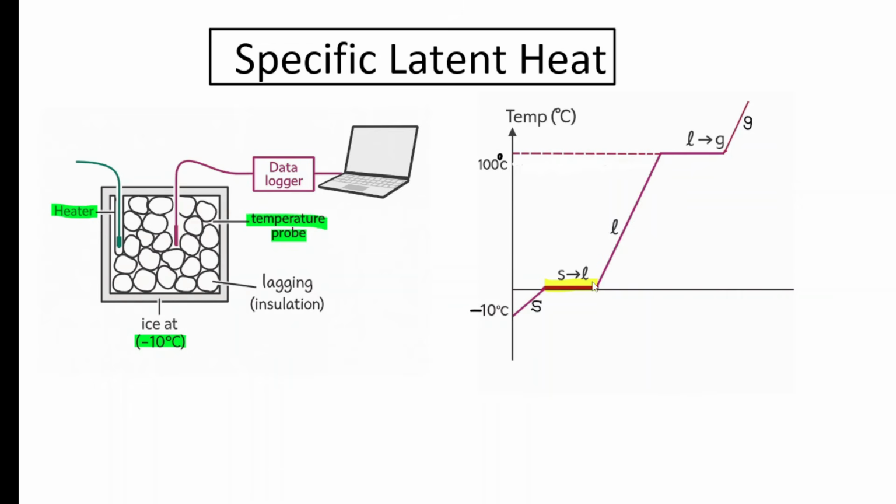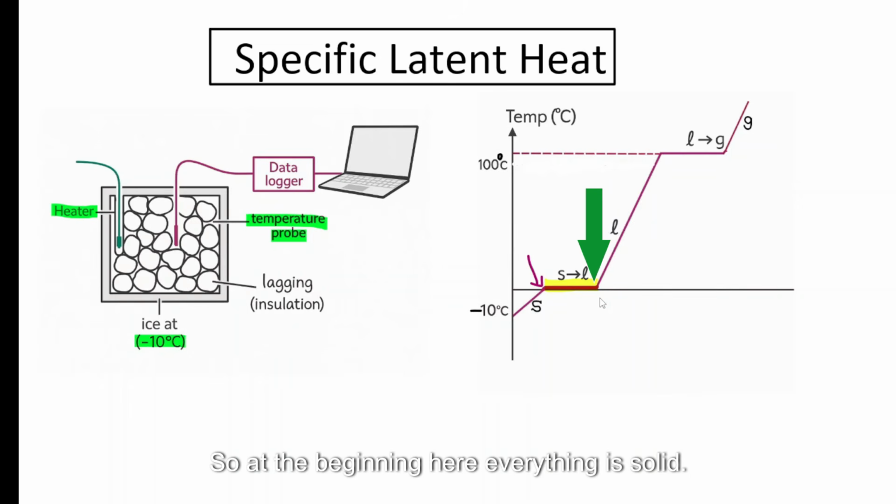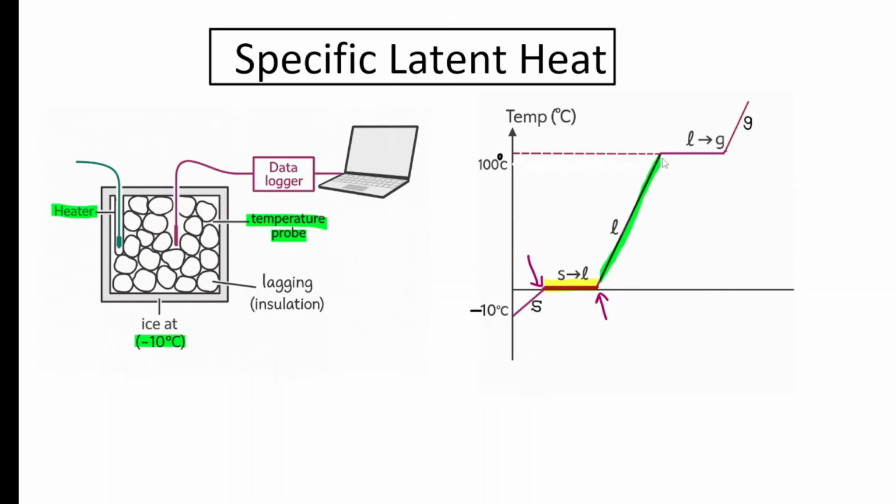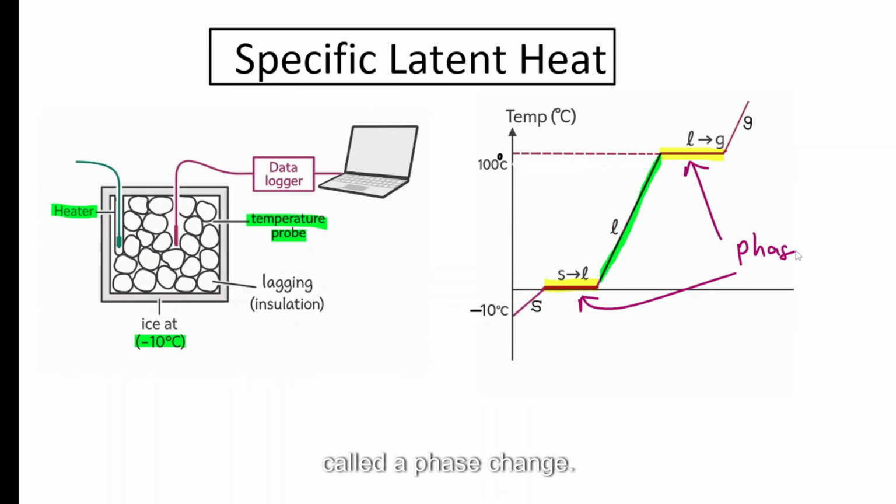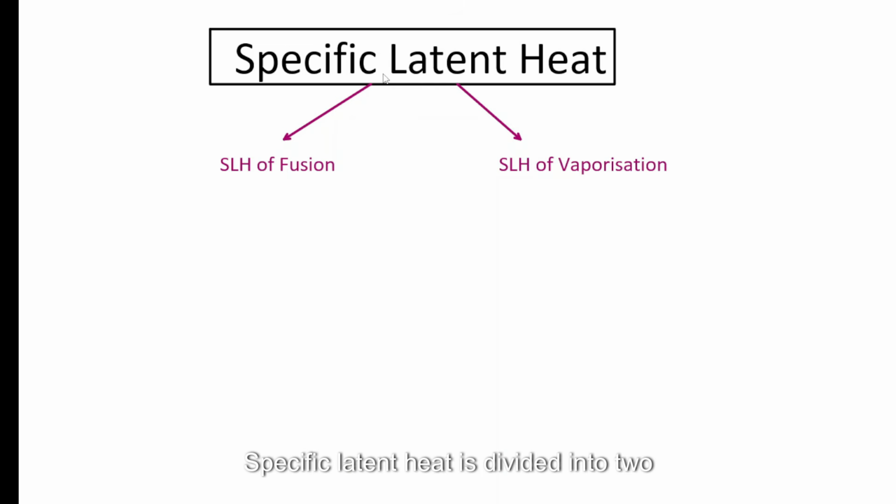What is really happening here is the energy that you provide is being used to break bonds and turn the solid into a liquid. So at the beginning here, everything is solid. At the end here, everything is liquid. Now once everything is liquid, the temperature will rise again. So the liquid will heat up, and the same thing happens when it hits 100 degrees Celsius. Now the liquid is being converted into gas. Vaporization is taking place. So again, the phase change takes place, and it requires energy. So the temperature does not rise. So what happens in places like this is called a phase change. Specific latent heat is divided into two categories: specific latent heat of fusion, where a solid is turning into liquid, and specific latent heat of vaporization, where a liquid is turning into a gas.